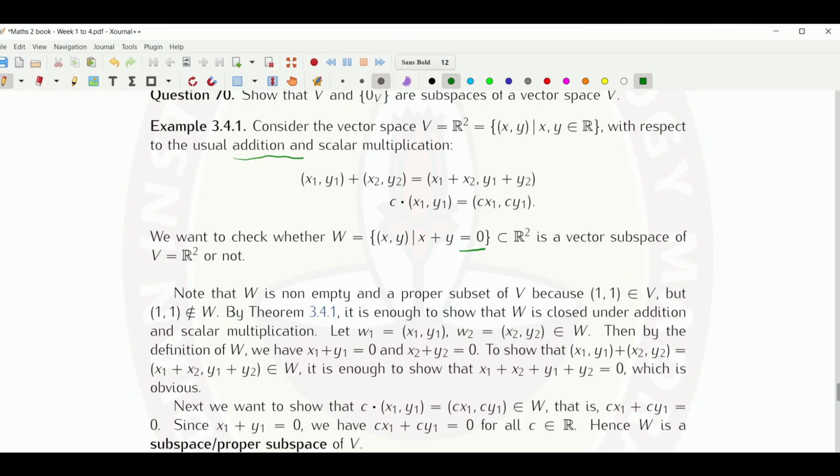By the theorem, it is enough to show that W is closed under addition and scalar multiplication. Let W1 is equal to x1 y1 and W2 is equal to x2 y2 belong to W. Then by the definition of W we have x1 plus y1 is equal to 0 and x2 plus y2 is equal to 0. To show that x1 y1 plus x2 y2, which is x1 plus x2, y1 plus y2, belongs to W, it is enough to show that x1 plus x2 plus y1 plus y2 is equal to 0, which is obvious.